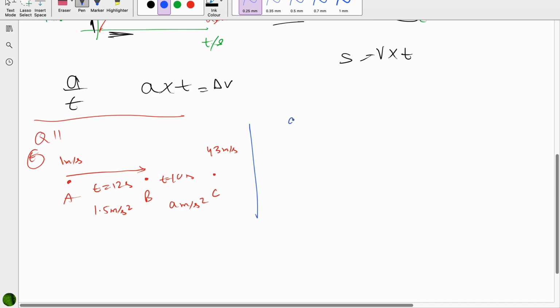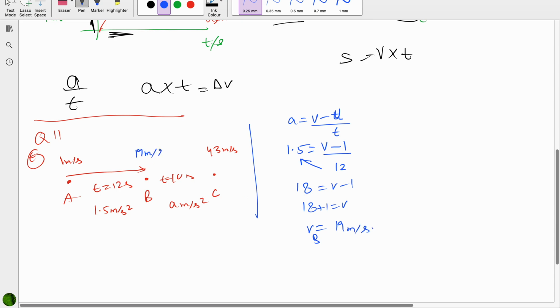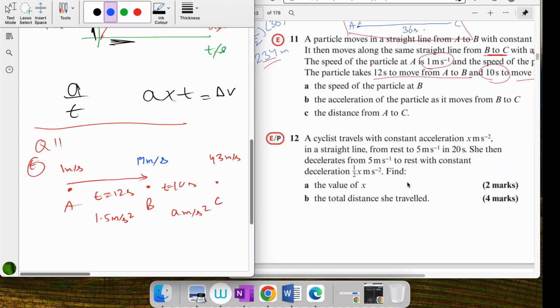So I know the acceleration. Acceleration equals final velocity minus initial velocity divided by time. Acceleration is 1.5. Final velocity at B is unknown. Initial velocity at A is 1. Time taken is 12 seconds. So we cross multiply. 12 into 1.5 is 18, equals V minus 1. 1 goes on the other side, gets added. So velocity at B is 19 meters per second. A part done.